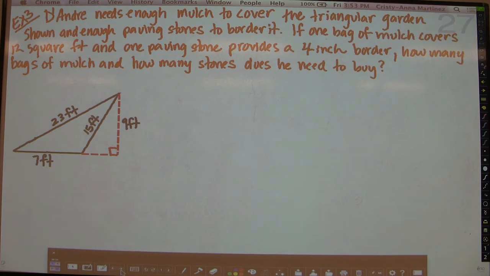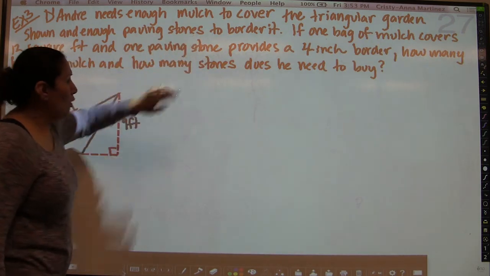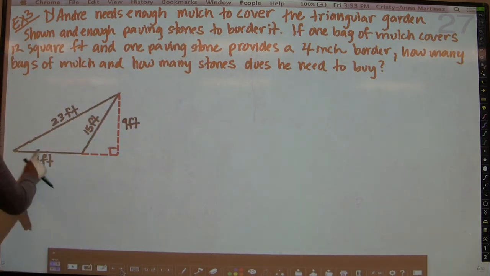If one bag of mulch covers 12 square feet and one paving stone provides a 4-inch border, how many bags of mulch and how many stones does he need to buy? So basically what we need to do in this problem is find the perimeter and the area, because the stones are going to border it.